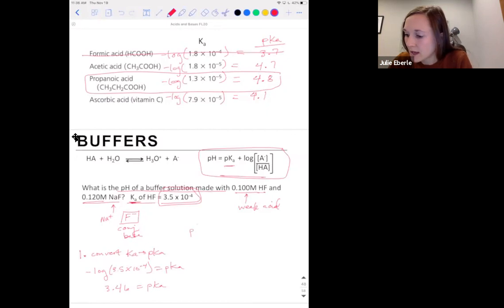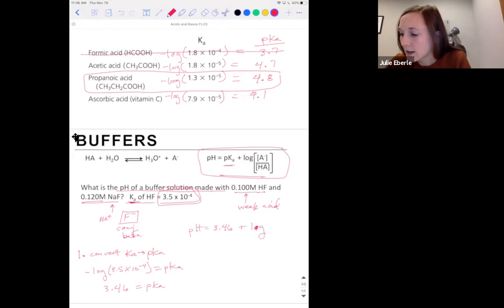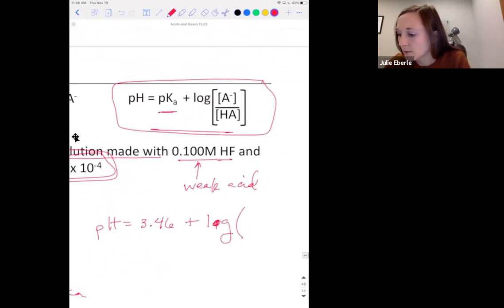So we have pH equals pKa, which is 3.46. This is the value that you plug in, not Ka. I promise on the exam, people are going to plug in Ka instead of pKa. But I tried to warn you. Plus the log of, okay, now what goes on top? What goes on bottom?